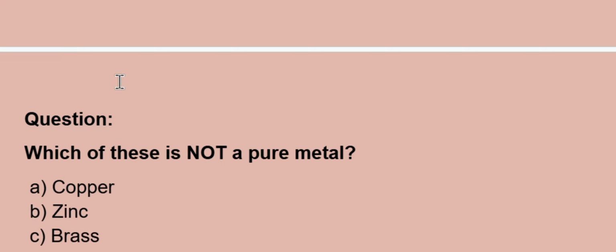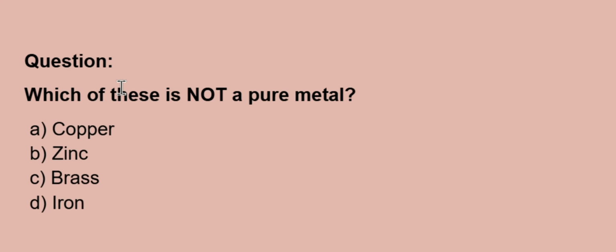In this video, we're talking about solid materials in plumbing. They can be broken down into three main groups: metals, plastics, and ceramics. So, metals, which of these is not a pure metal? A, copper, B, zinc, C, brass, or D, iron? The correct answer is brass.